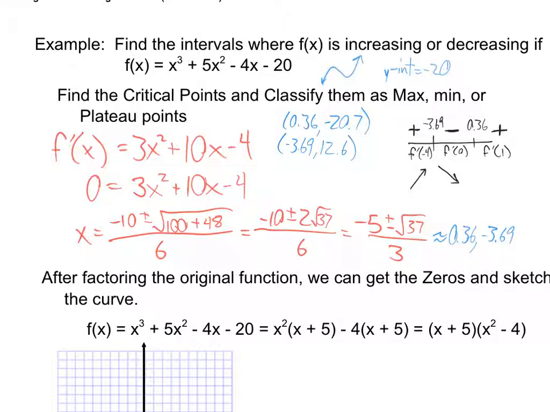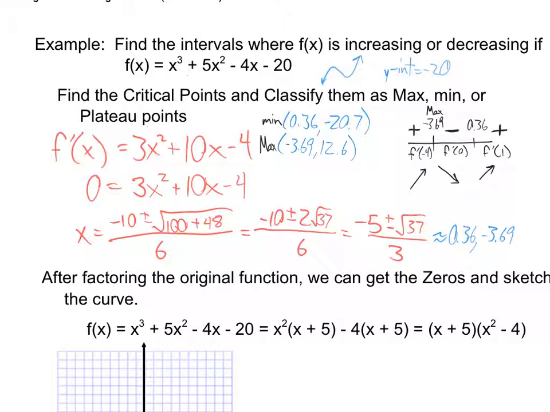By the way, if you are told to show something as a max point, this is how you could do it. You could say because it changes from increasing to decreasing at that critical value. Basically two things: prove it's a critical value, and then show that it changes from increasing to decreasing. We'll do more of that later. So that gives us a max point. And then notice at 0.36 it goes from decreasing to increasing, so that's going to make it a min point.